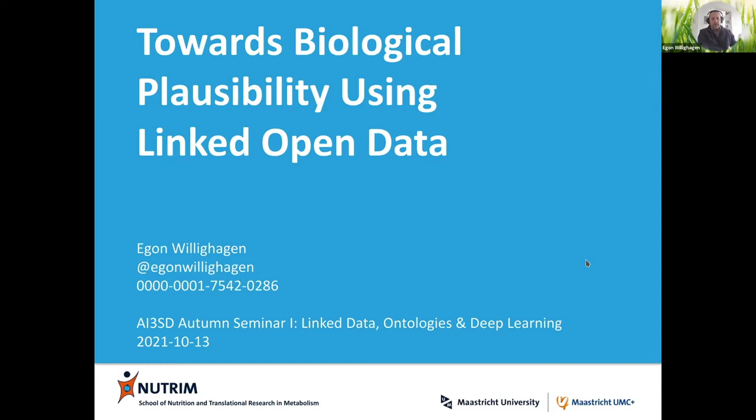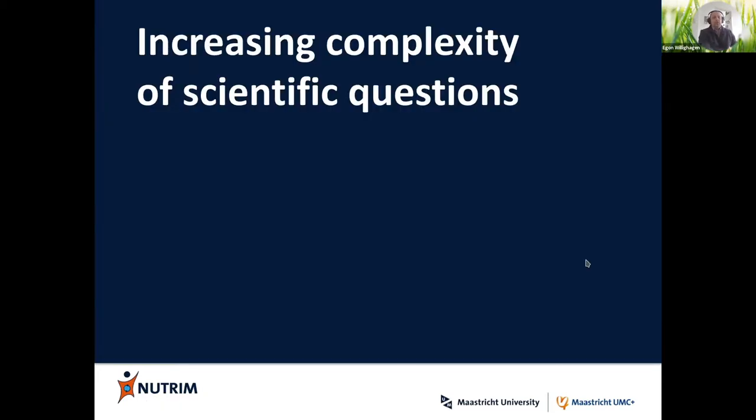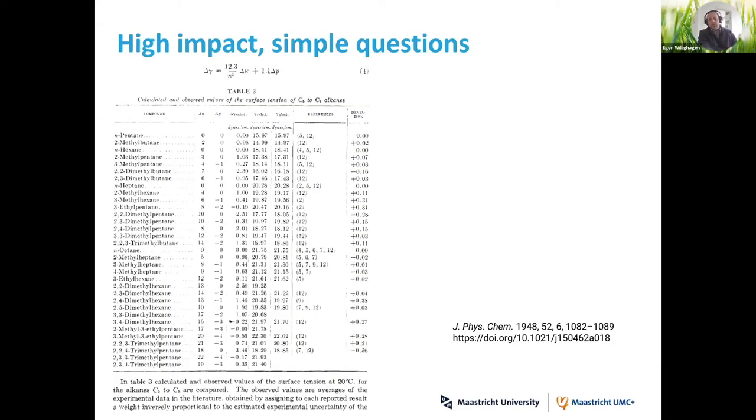So, basically where this move came from is that the complexity of our scientific questions is increasing. Comparing, for example, the kind of questions that were published 70 years ago, more or less, the complexity is actually quite different. With this paper from 1948, you could effectively publish a machine learning model on something like 33 compounds, their boiling points, and make a regression model out of that. It's hard to imagine that an article like this, a machine learning article with 33 measurements, would give you an article at this moment.